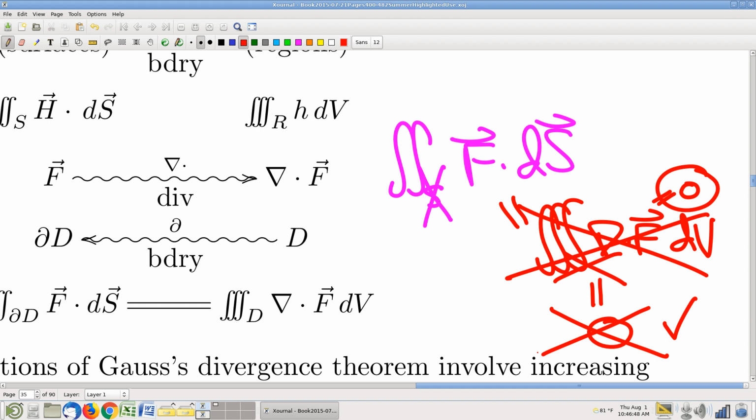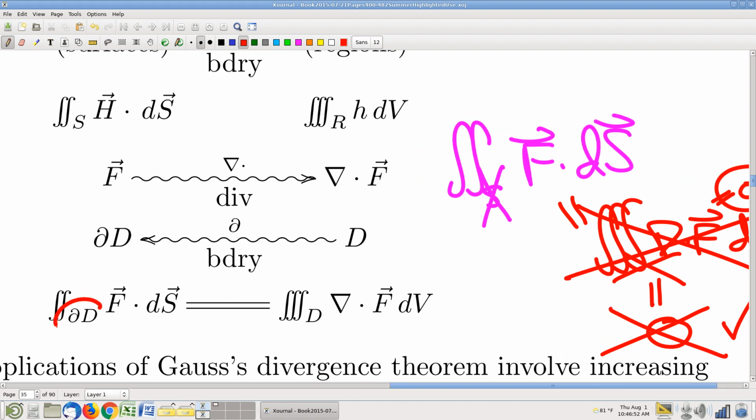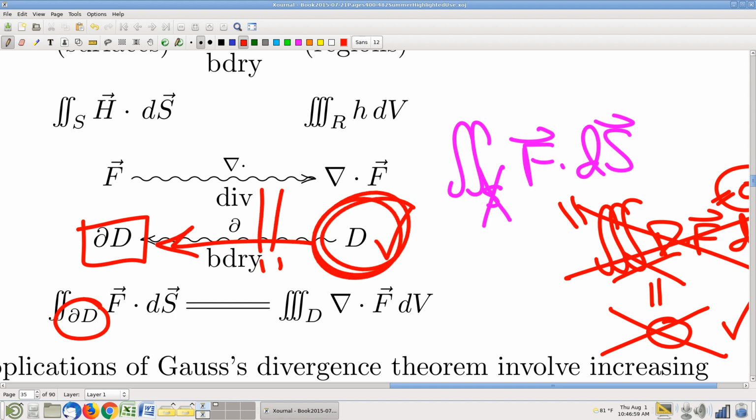Okay, so always check. So important. If you're going to use Gauss's theorem, check and make sure that your surface actually is a boundary of an actual three-dimensional solid domain. Okay, all right, we'll pick up here next time.